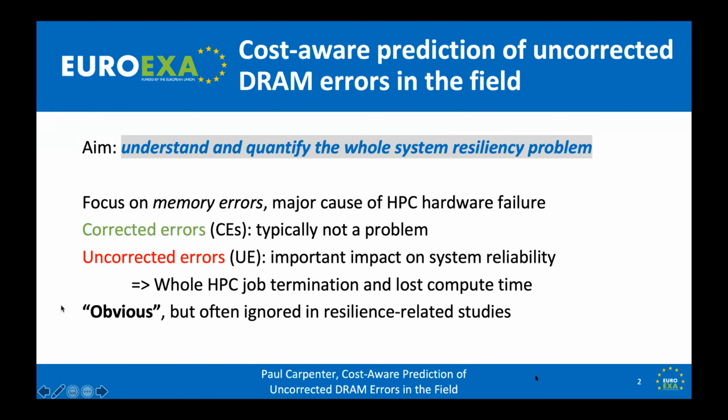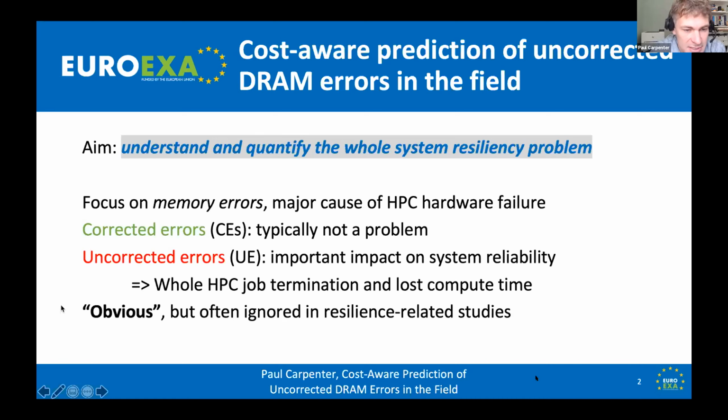Okay, so the aim of this study is really to understand and quantify the whole system resiliency problem on a production machine. We focused on memory errors, which are actually one of the most important causes of hardware failure.